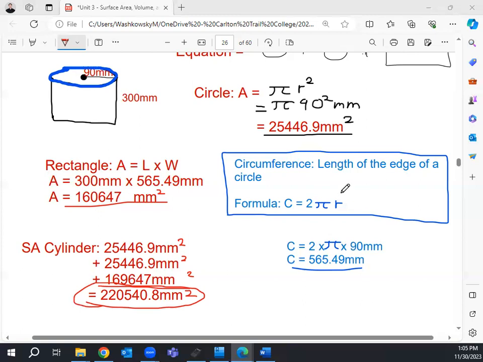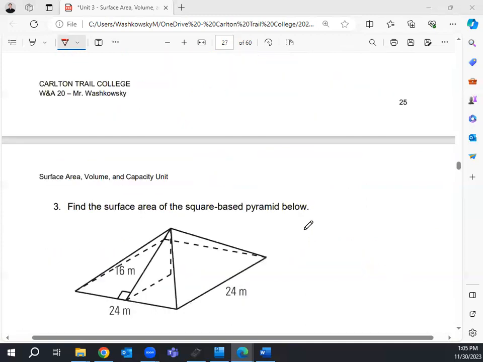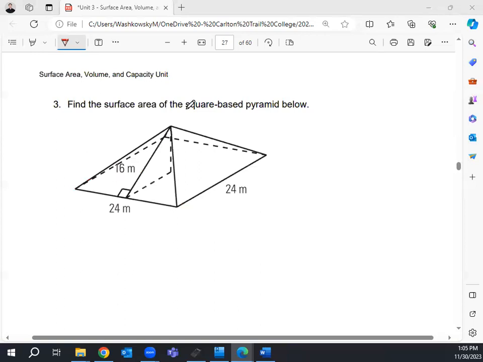Okay, so that's our cylinder. Now, the next one we see here is a square-based pyramid. The square, in this case, means the bottom of it. It's a square-based pyramid, which means the bottom of it is a square. And then each side of a pyramid has what type of shape?